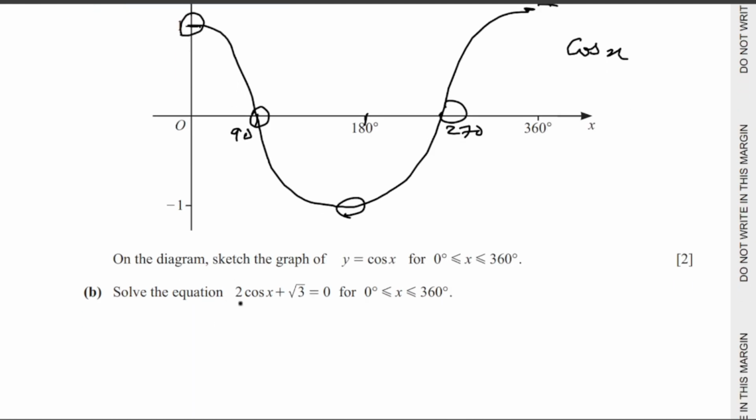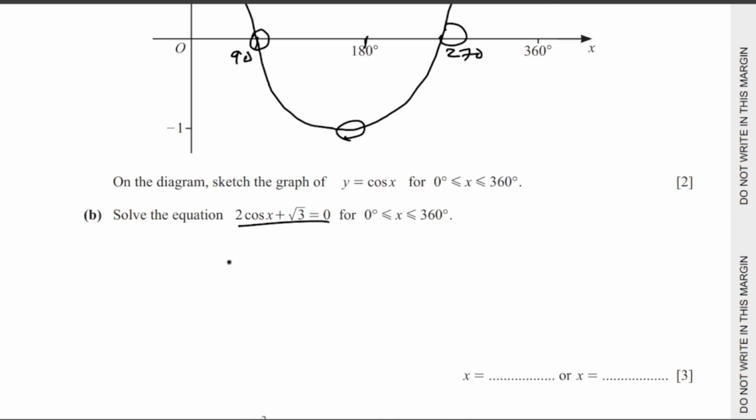Now, solve the equation 2 cos x plus root 3 equals to 0. Right? Now, what you need to do is basically keep cos x on one side and try to rearrange it, right? So you would get minus root 3 over 2, right?